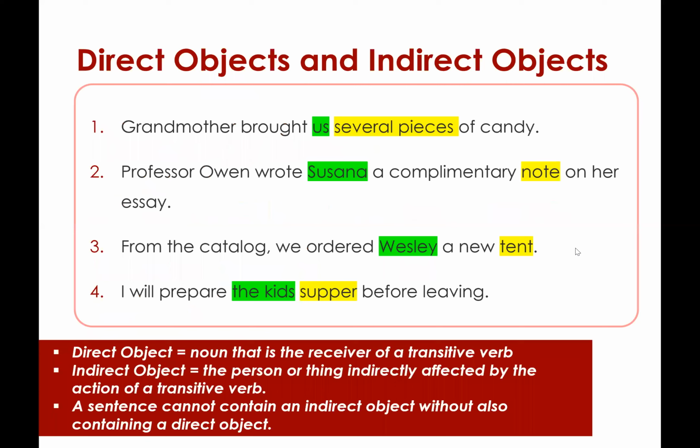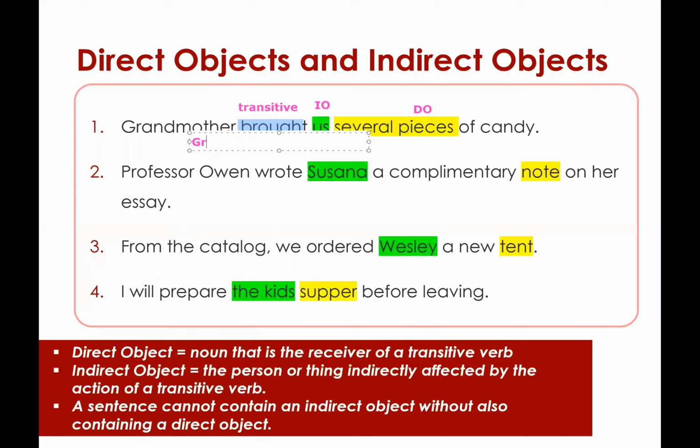Now, what is the difference between direct object and indirect object? Like I said, after a transitive verb like brought, that is our transitive verb, the direct receiver is several pieces of candy. So pieces would be the direct object. But who would be indirectly affected? It would be us, right? So you can also say grandmother brought several pieces of candy for us. Okay, you can make your indirect object into a prepositional phrase.